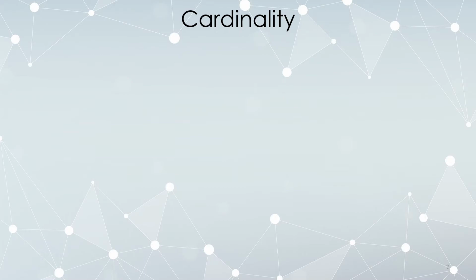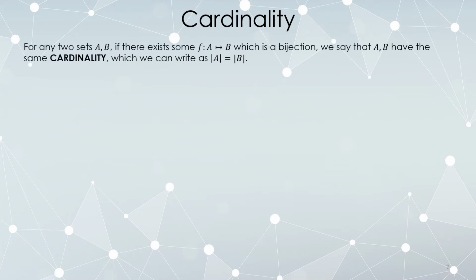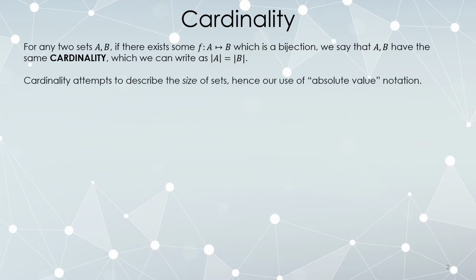We're going to close out this unit with a discussion of something called cardinality. So suppose you have two sets A and B. If there is a bijection between them, we say that the two sets have the same cardinality. Sometimes you might be able to construct a bijection between two sets, and sometimes you might not. If such a bijection exists, you say they have the same cardinality, and you write it as follows, and you say this as the cardinality of A equals the cardinality of B.